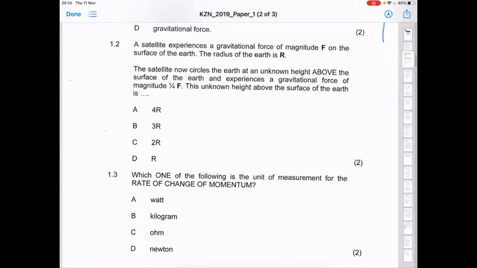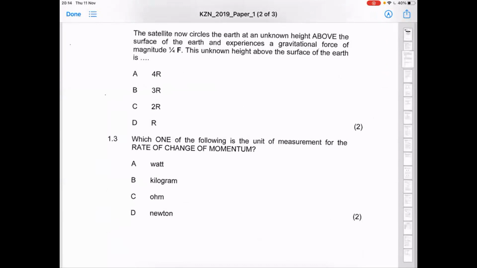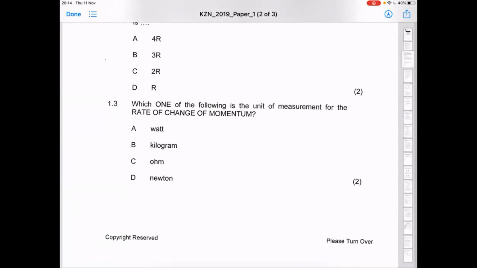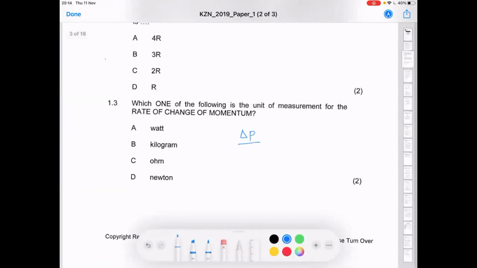Whenever they ask you something, you have to write it out. Okay, I said one, but let's do the last one on this page. Which one of the following is the unit of measurement for the rate of change of momentum? So I don't even look at those answers, right? Rate of change of momentum. So I write change of momentum, rate of change of momentum. That means delta P over delta T.